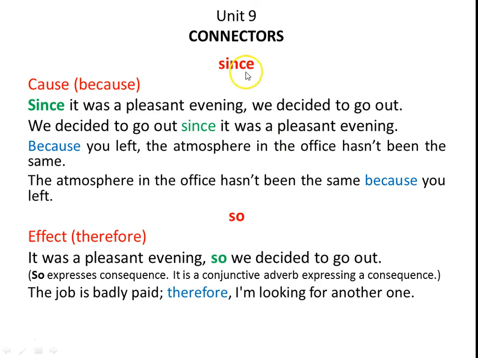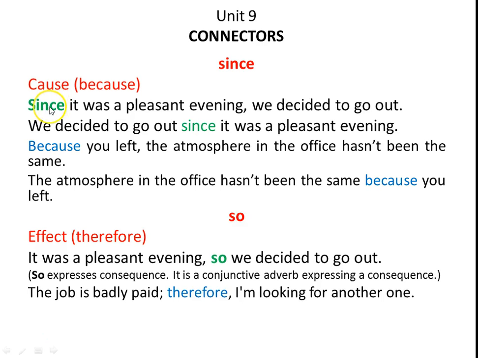Finally, we have connectors, since and so. Let's take a look at the examples we have here. We decided to go out since it was a pleasant evening. It was a pleasant evening, so we decided to go out. Since refers to the cause, and because can replace since. Since it was a pleasant evening, because it was a pleasant evening, we decided to go out. And so is the effect. It was a pleasant evening, so we decided to go out. Therefore, we decided to go out. Therefore and so mean the same thing.